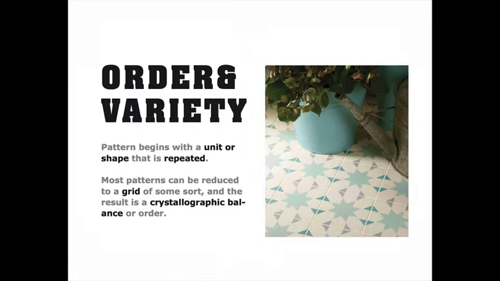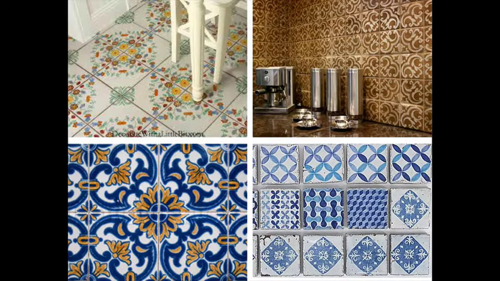Okay, order and variety. So pattern begins with a unit of a shape that is repeated. Just remember that for those 3 posters you are going to create, you don't have to develop a whole new different image for every single part of the poster. So you can just develop a unit and let it repeat, okay? So most patterns can be reduced to a grid of some sort, and the result is kind of crystallographic. It's very balanced or has a certain order, okay?